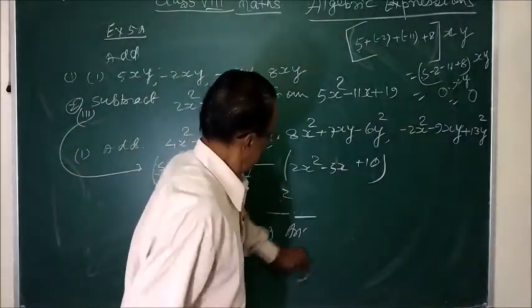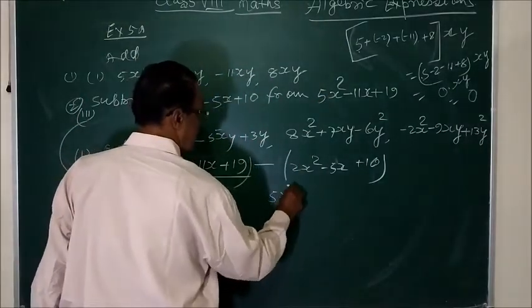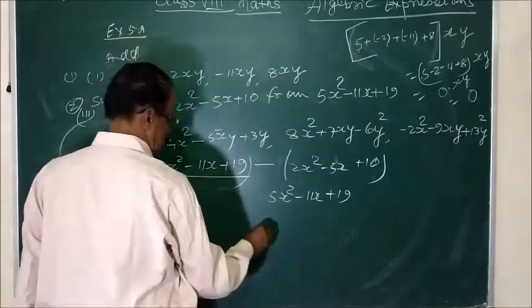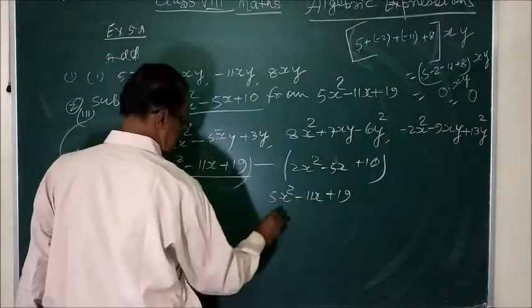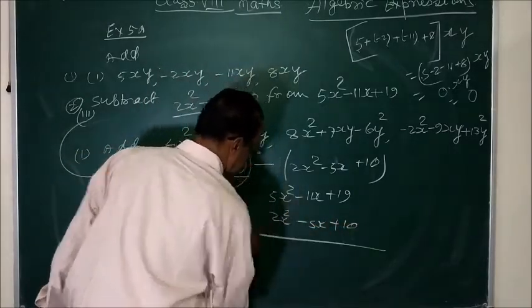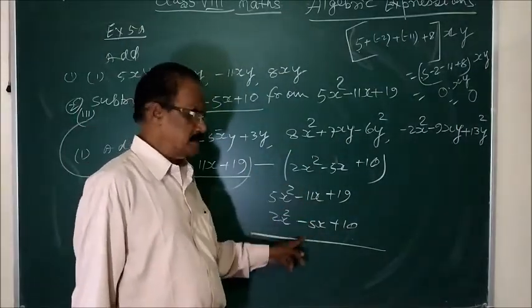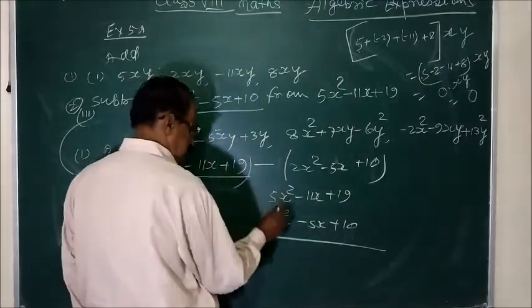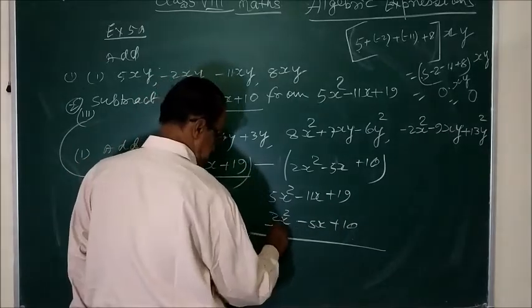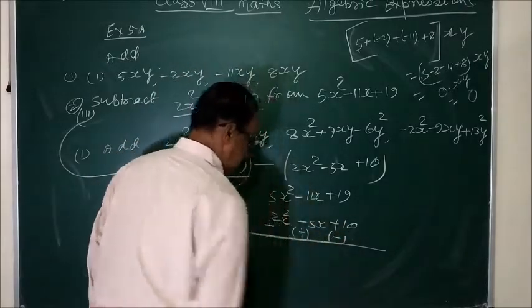Aur isi question ko dekhiye, hum column method se batate hain kaise minus karte hain. You write 5x square minus 11x plus 19. You write this term 2x square minus 5x plus 10 below it. Now you see, like terms will be in the same column. Like term, like term, like term. Now you have to subtract, so you will change the signs. Here 2x square is plus, this will be changed into minus. Minus will be changed into plus. And plus will be changed into minus.